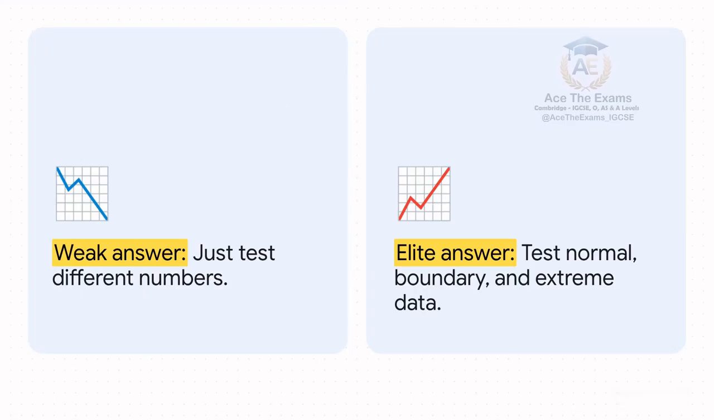Okay, time's up. Let's look at the examiner's style feedback. If you predicted something weak, like just test different numbers, I hate to break it to you, but you're losing marks. The elite response specifically states, test normal expected data, boundary data at the exact limits, and extreme data outside limits. And to make it a truly top-band flawless answer, you would tie those exact limits to the specific nouns in your scenario. Whether they're talking about greenhouse temperatures or a user's password length, you have to name it.